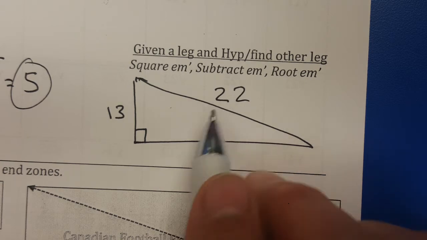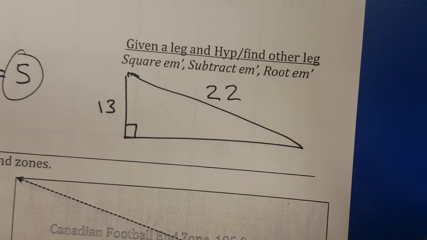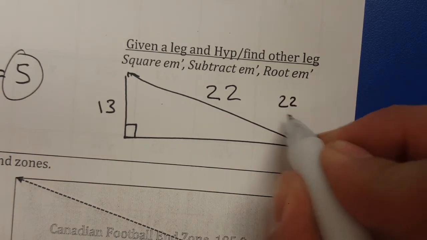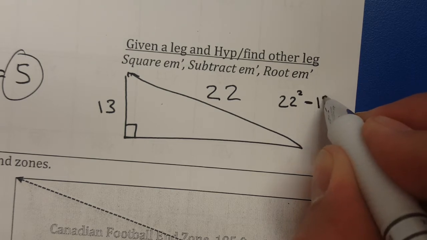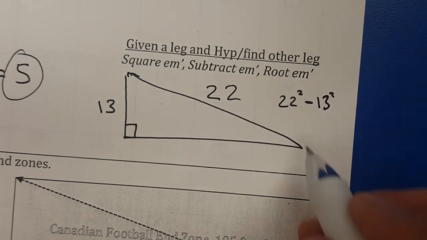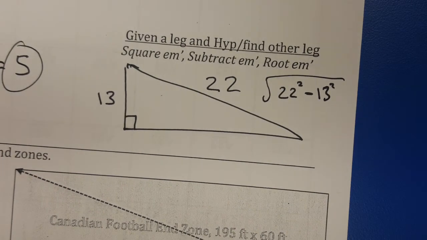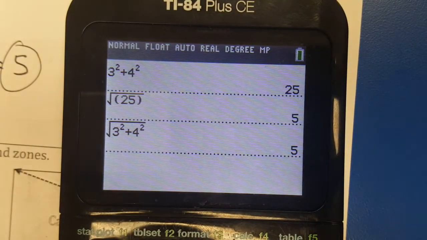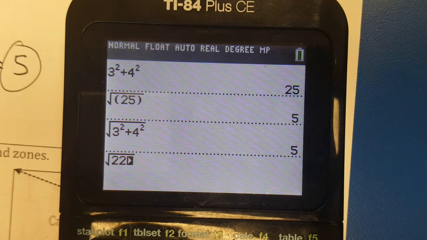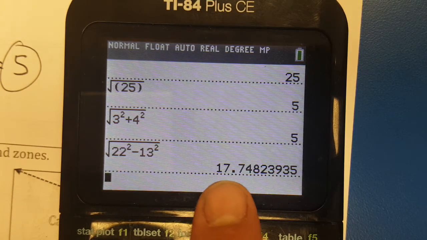Now the big thing here: over here the order didn't matter, but over here the order absolutely matters. You should always start with the hypotenuse. Since it's the biggest piece, start with the big piece. Big piece minus a small piece should equal the other piece, if you think logically. Square them, subtract them, and then square root it. I should be able to do the whole thing in my calculator in one move. With these, round to the nearest tenths place. Square root of 22 squared minus 13 squared.